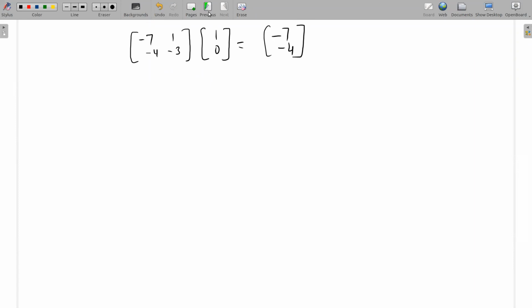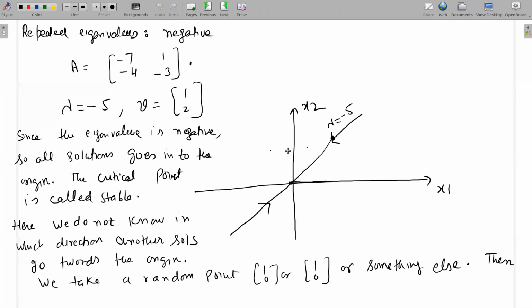So what did you get? Your point is here at (1, 0) and (-7, -4) will be, both are negative, somewhere here.